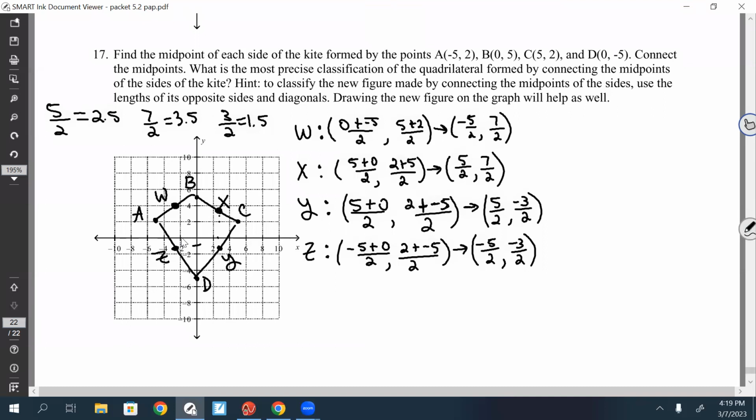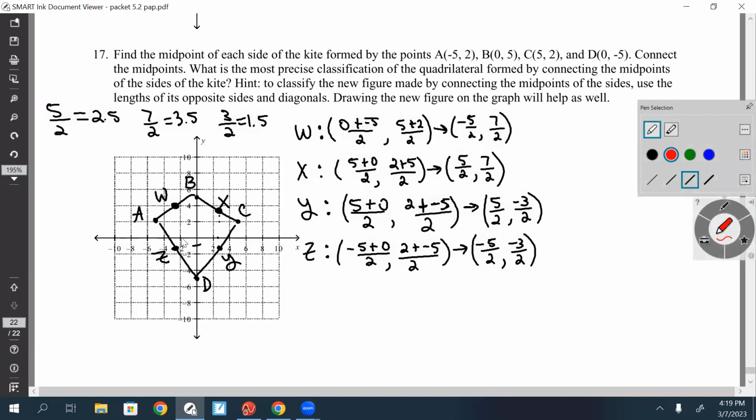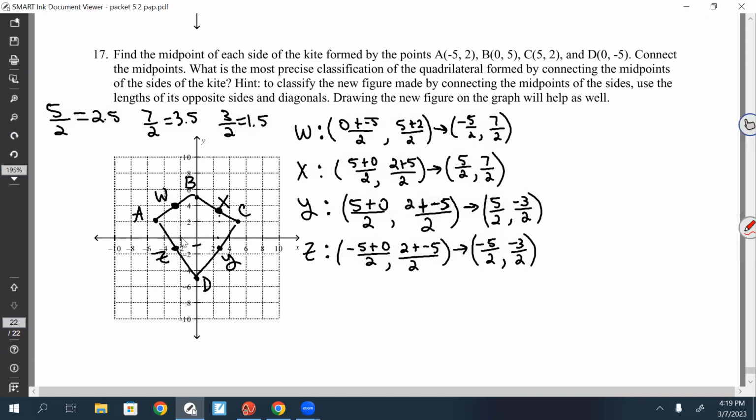And again, you need the coordinates rather than looking so much at the picture. So now we found the midpoints of our sides. Now we've got to go connect them. Okay, now you may be saying, okay, well, I can see that it's going to be a square. Well, we've got to prove it again.